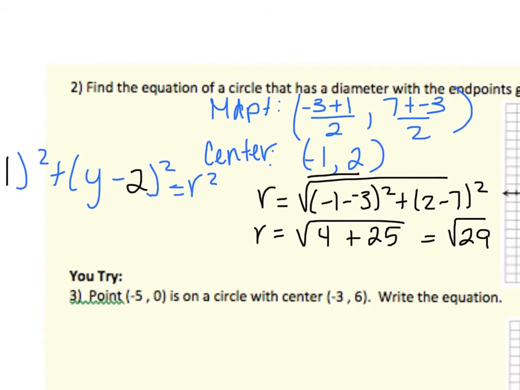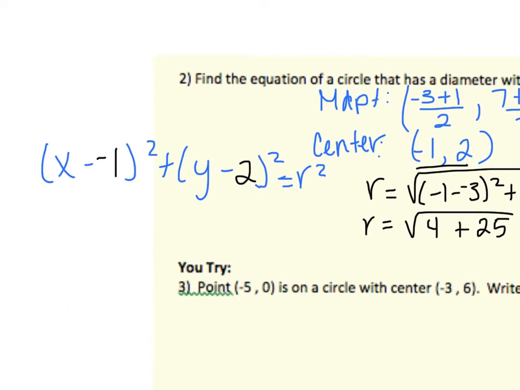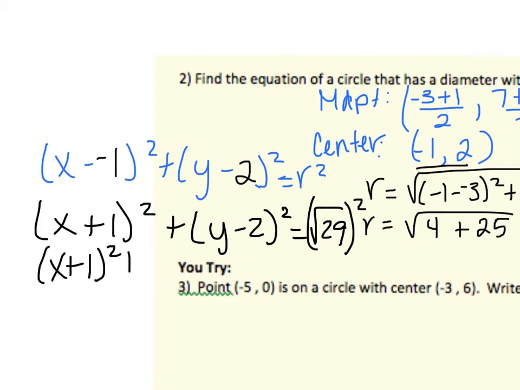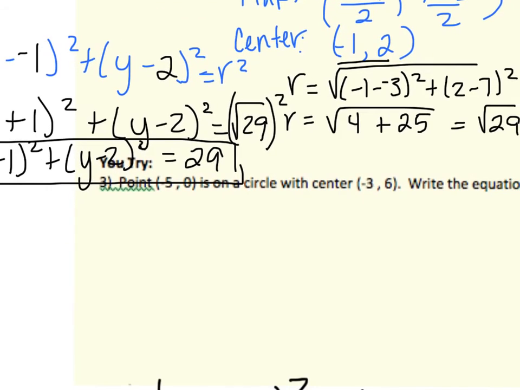So now, instead of r, I'm going to put in the square root of 29, and don't forget you have to square it. Once you simplify, when you square the square root of 29, you just get 29. So (x + 1)^2 + (y - 2)^2 = 29. So, a little distance formula, a little midpoint, to figure out the equation of the circle.